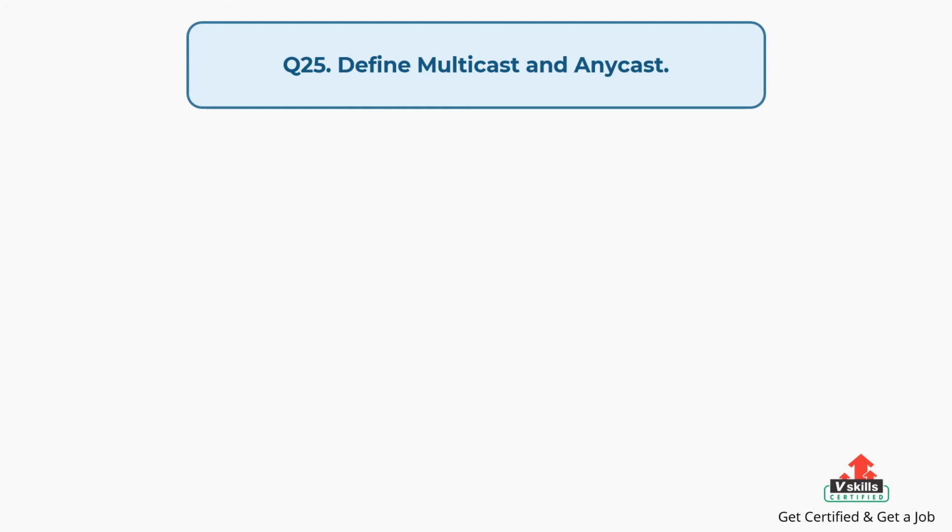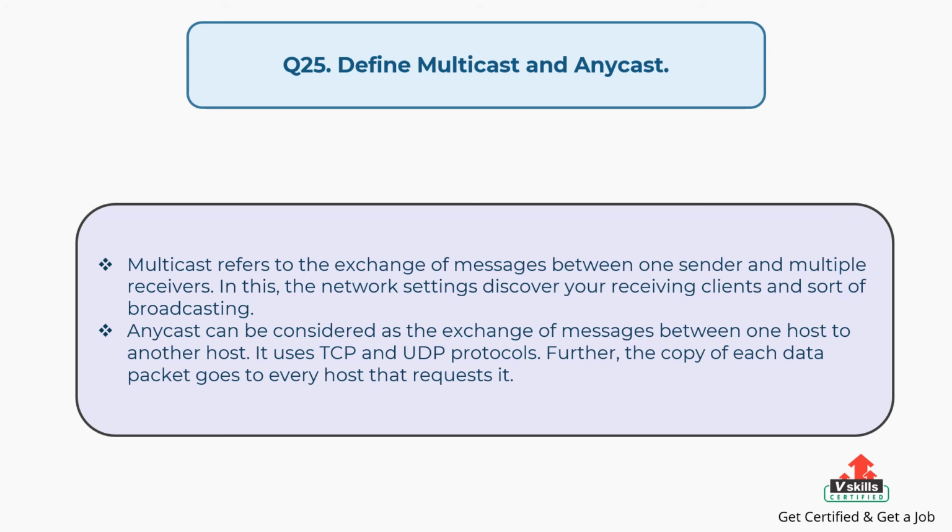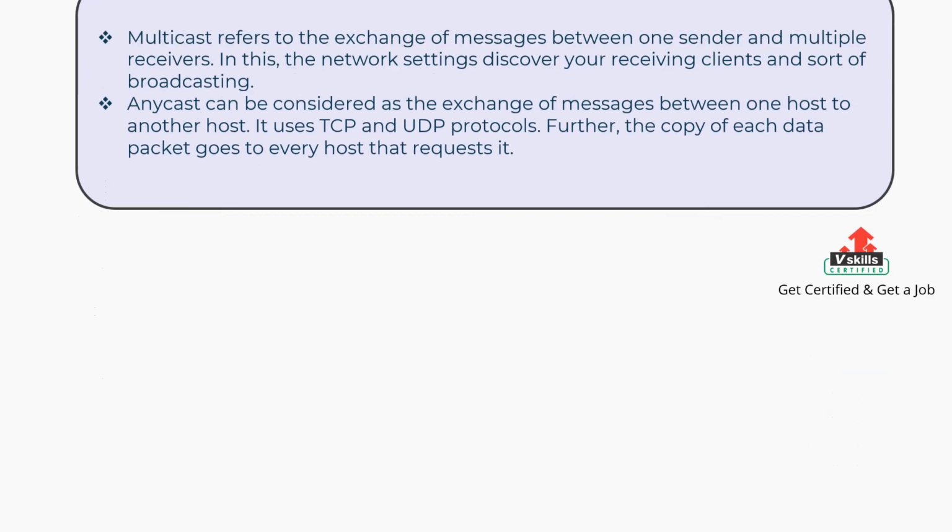Question number 25, define multicast and anycast. The answer is: multicast refers to the exchange of messages between one sender and multiple receivers. In this, the network settings discover your receiving clients and sort of broadcast. Anycast can be considered as the exchange of messages between one host to another host. It uses TCP and UDP protocols. Further, the copy of each data packet goes to every host that requests it.